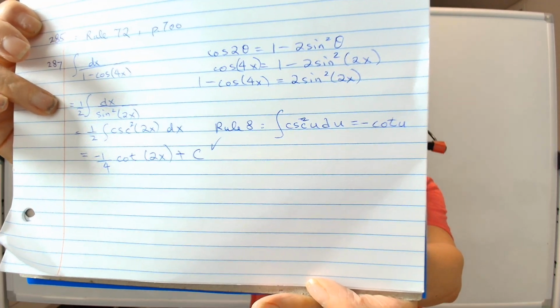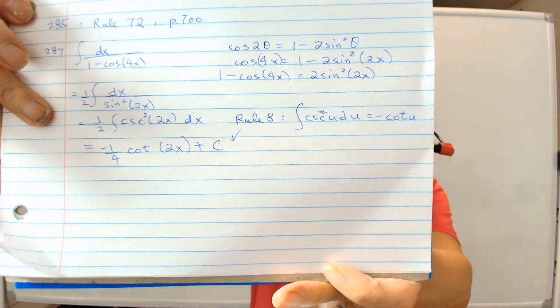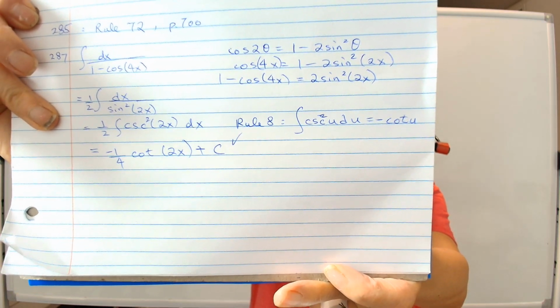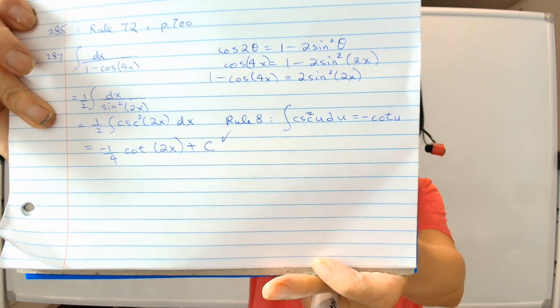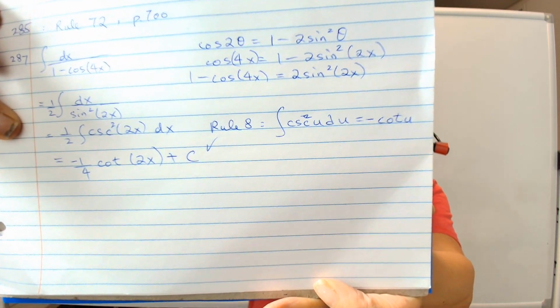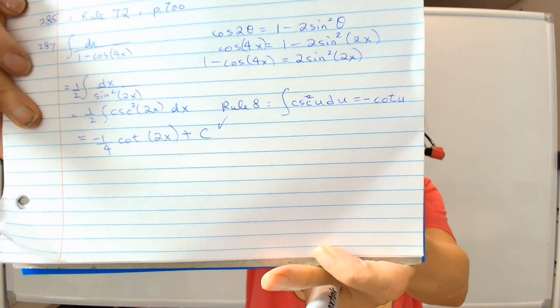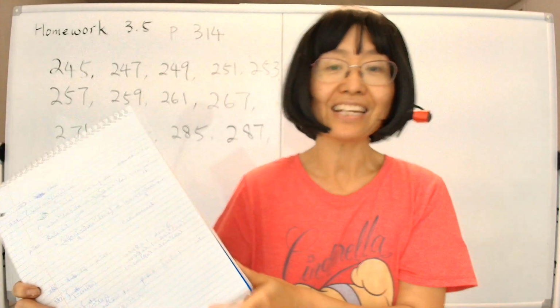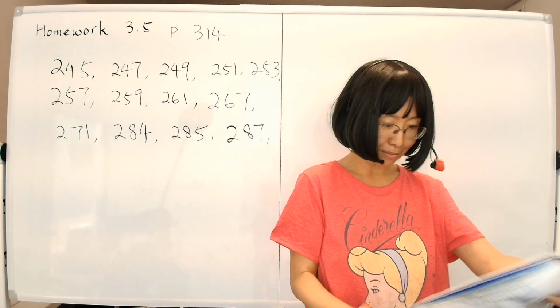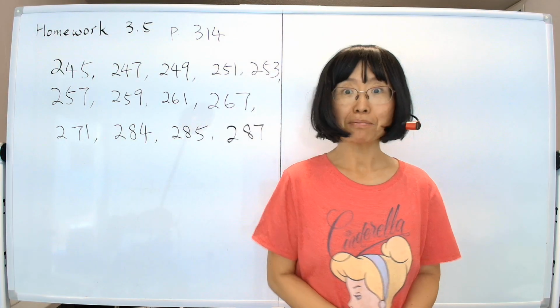There's a 1/2 here, don't forget it. So once you've done that, however, the 1 over sine squared is just cosecant squared. And then by rule 8, the derivative of cotangent is cosecant squared with a negative. So not forgetting the negative sign, you plug it all in, there's your answer. And that is the same as the back of the book. 287 is the last problem, so that's it.